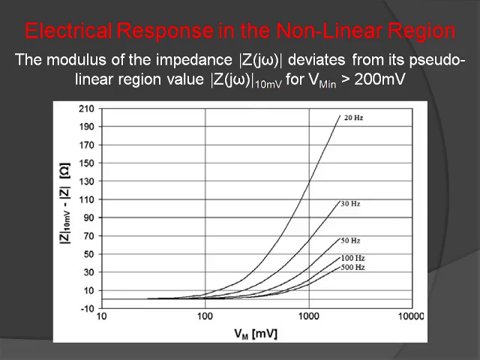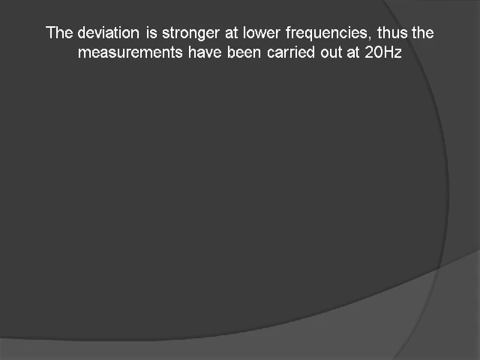The electrical characterization in the nonlinear region is investigated measuring the impedance modulus with a sinusoidal voltage signal of fixed frequency and amplitude in the range 10 mV to 2 volts. The results indicate that nonlinearity is stronger at lower frequencies. Thus, in the following, nonlinear characterization was carried out at a frequency of 20 Hz.